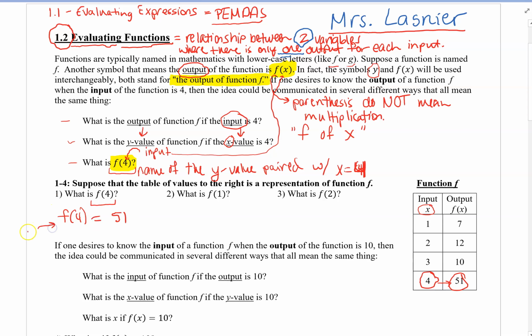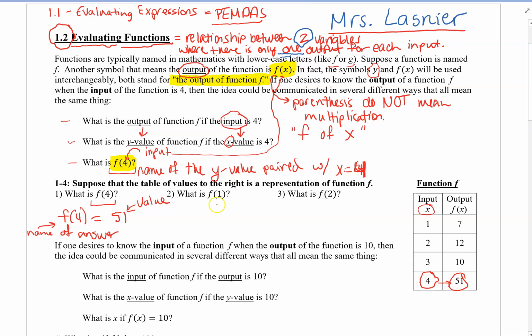F of 4 is the name of my answer. That was the name of the y value that's paired with 4, and then 51 is the value. So this doesn't do anything mathematically other than just give that value a name. So what is f of 4? F of 4 is 51. That's saying, what's the y value when x is 4? Oh, the y value when x is 4 is 51. Kind of gives this 51 a little bit more meaning, I guess.